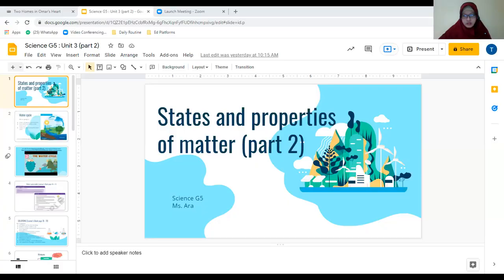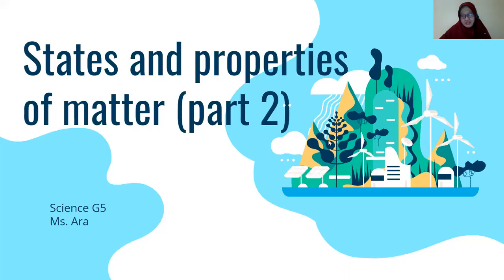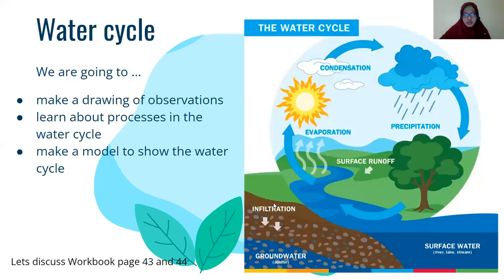So I made this video in order to help you, to support you, to understand better about our topic, which I am going to assess next week in our quiz. So let's start over. In this topic, states and properties of matter part 2, it means we have done part 1, and part 2 we start from the water cycle until the end of the chapter. So what is the water cycle?